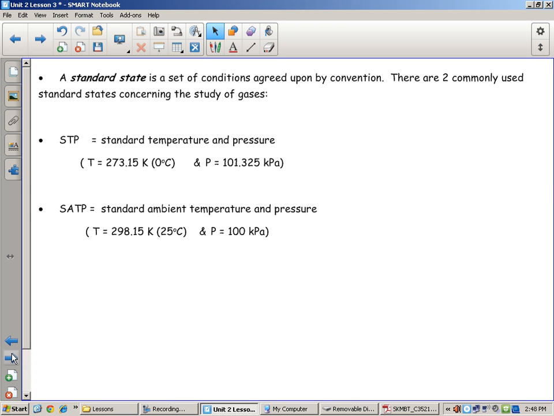These are on the back of your periodic table, so you don't have to memorize these or anything like that. They're constants, they're givens, and instead of writing out the full numbers, they just sometimes refer to them as STP or SATP, all right?